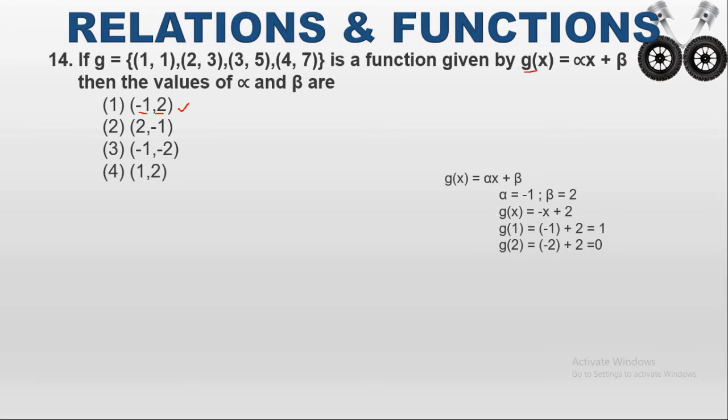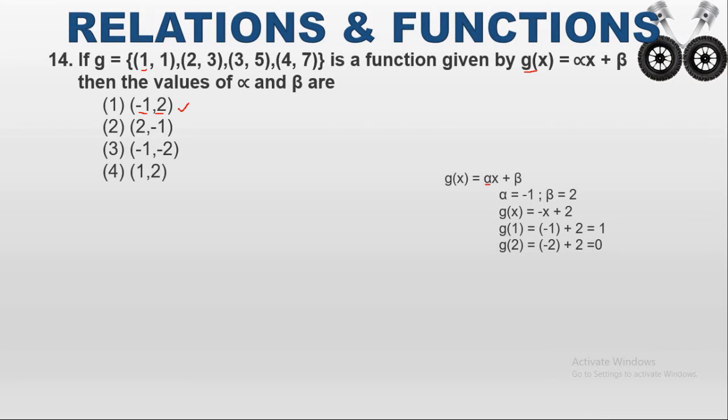Then substituting in G of x. G of x equal to alpha x plus beta, with alpha equal to -1 and beta equal to 2. So G of x equal to, instead of alpha, I am substituting -1, so -1 into x becomes -x plus 2. What is the input for the function G? That is 1. So G of 1 equal to, wherever there is x, I am substituting 1. So it will become -1 plus 2. So -1 plus 2 is equal to 1.